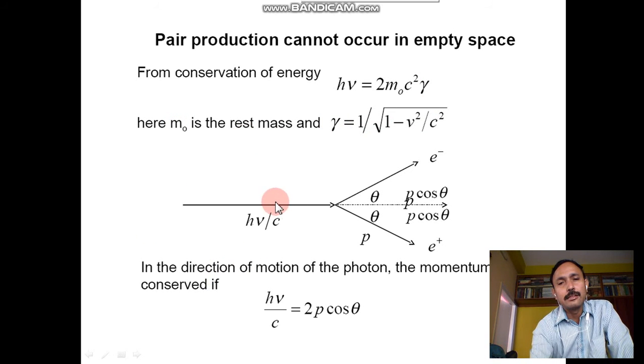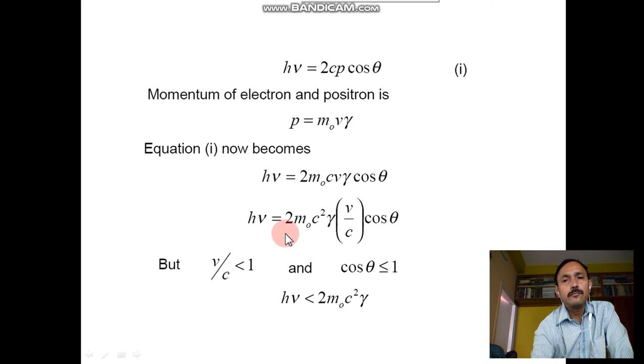So h nu by c, this is the momentum of the photon falling onto the nucleus. Then the electron and positron are produced. Each has momentum p, though they are not in the direction of the motion. The momentum component will be p cos theta for the electron as well as the positron. In this direction, h nu by c is equal to 2p cos theta. Multiplying c on the right hand side, h nu becomes 2cp cos theta. This is the equation: h nu is equal to 2cp cos theta.